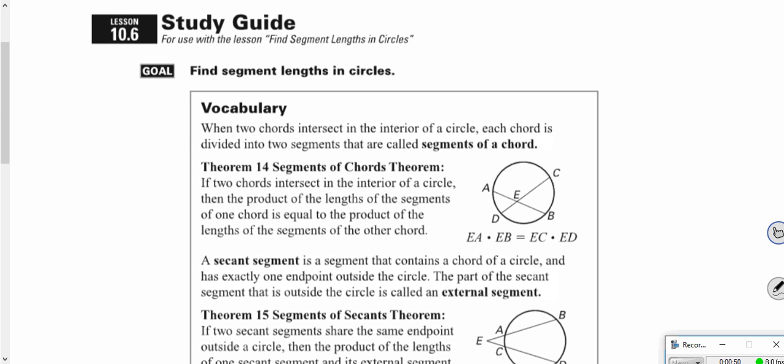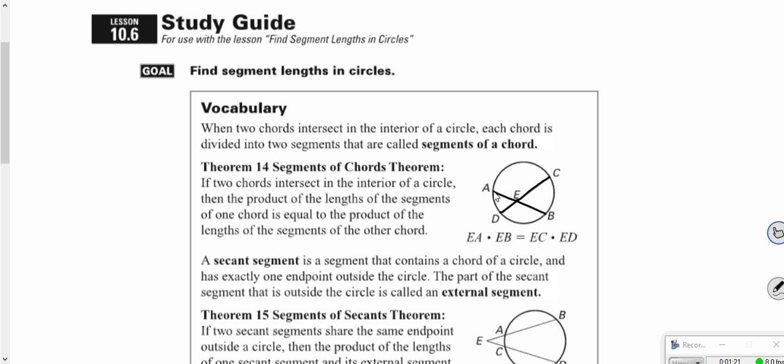So first thing in the vocab, when two chords intersect in the interior of a circle, again, by definition, they would be intersecting on an interior for chords. Each chord is divided into two segments that are called segments of a chord. So again, I'm just looking at this first picture. AE is a segment, EB is a segment, DE is a segment, EC is a segment of a chord. That's what they're talking about.